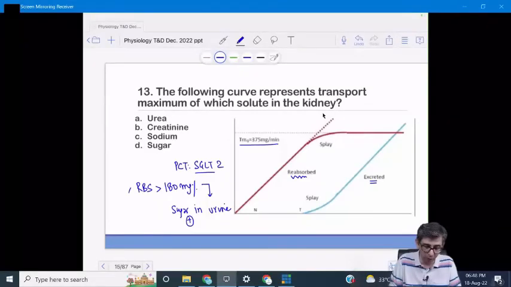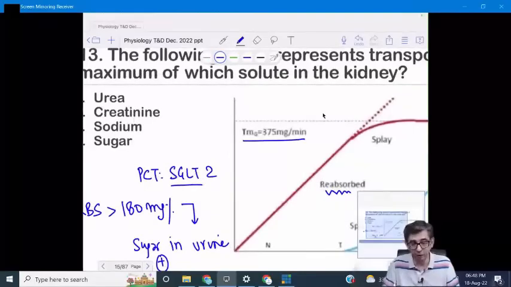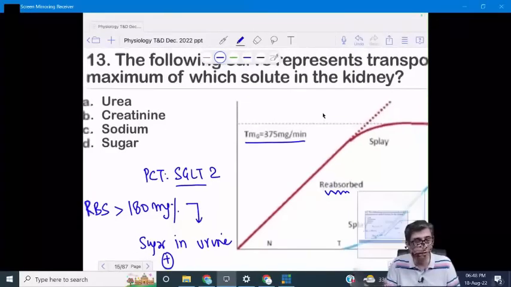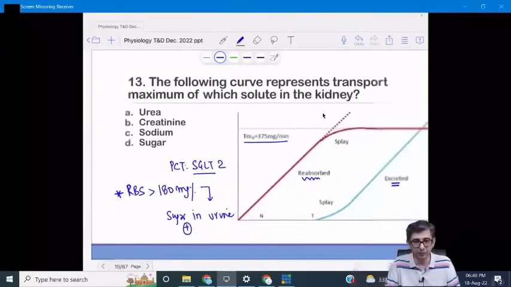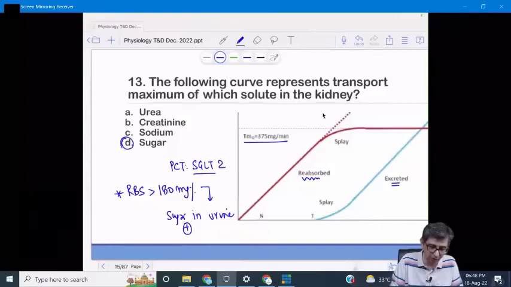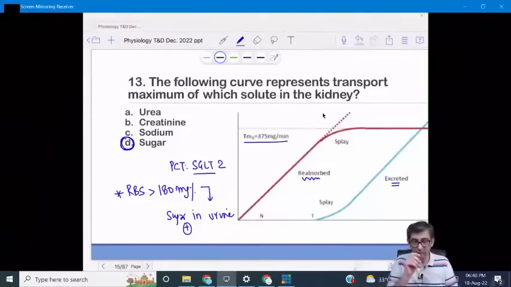In spite of having a transport, I mean, the word transport maximum is कि इतना sugar आ भी जाए तब भी the concentration of sugar in the urine is very minimal because it gets reabsorbed thanks to SGLT2. Answer to 13 is option number D. Option number A and B are only excreted, but they are not reabsorbed. You're left between only sodium and sugar to select for this question.